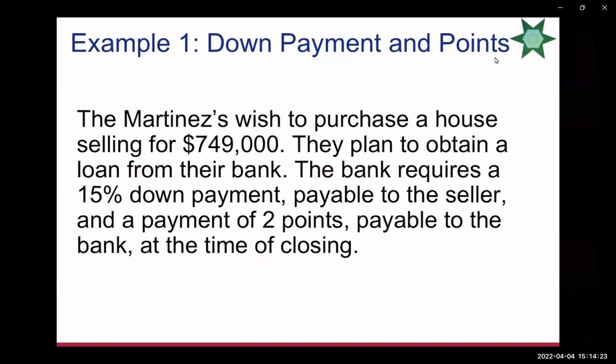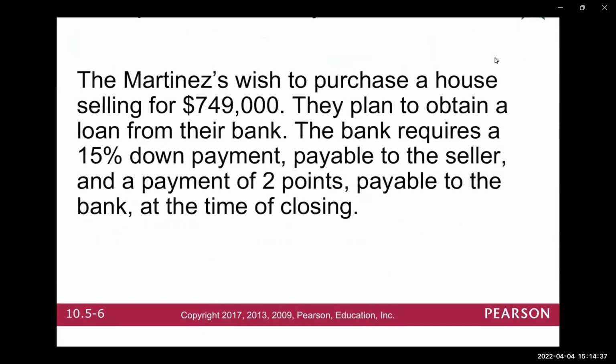All right, so here's an example. The Martinezes wish to purchase a house selling for $749,000. They plan to obtain a loan from their bank. The bank requires a 15% down payment payable to the seller and a payment of 2 points payable to the bank at the time of closing. So there's a lot going on. So this is the selling price. This is the down payment. And the number of points is 2 points that they need to pay at closing.